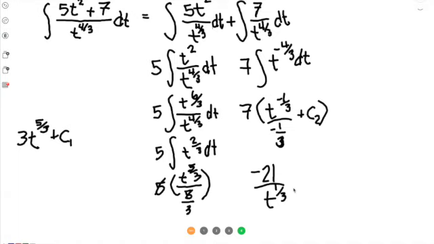Okay, so let me write the answer here. So the answer is minus 3t to the 5/3 minus 21 all over t, the cube root of t, or t to the 1/3, plus the constants of integration, which is c1 plus c2, or simply c. Okay, so this is our answer for this one.